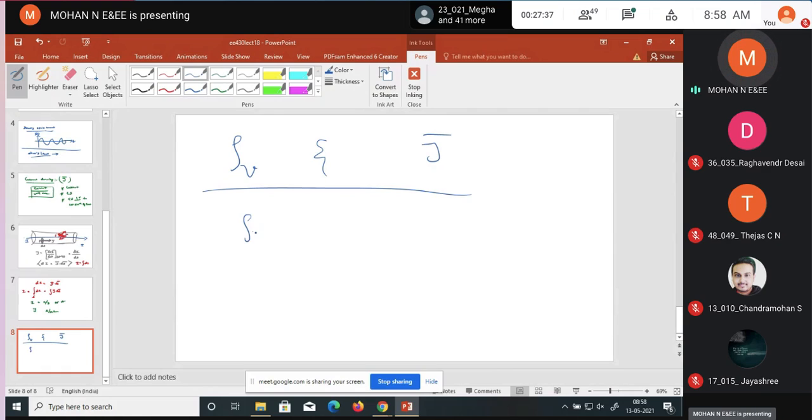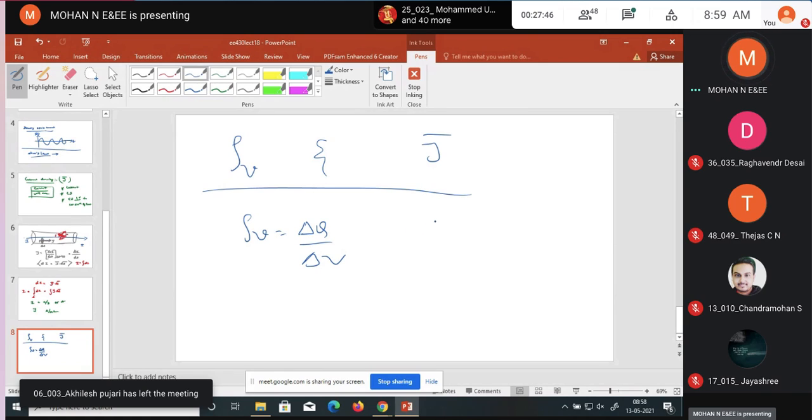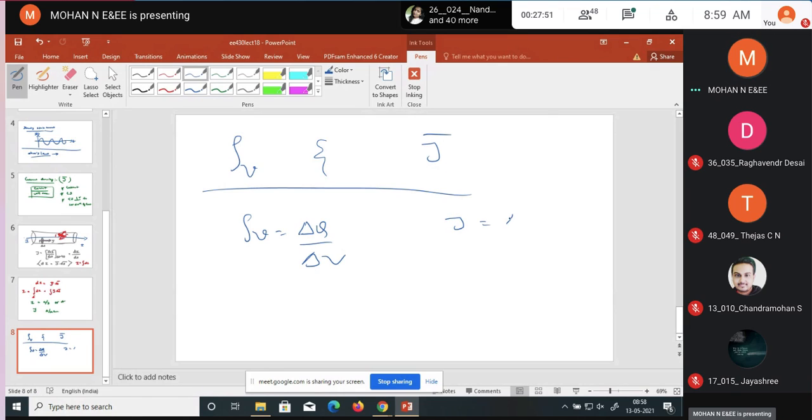So volume charge density is nothing but delta Q by delta V. And current density, we have just discussed. It is nothing but current per unit area, that is J equals delta I by delta S. Somehow you need to relate this and this. So let us derive the relationship between volume charge density and current density.